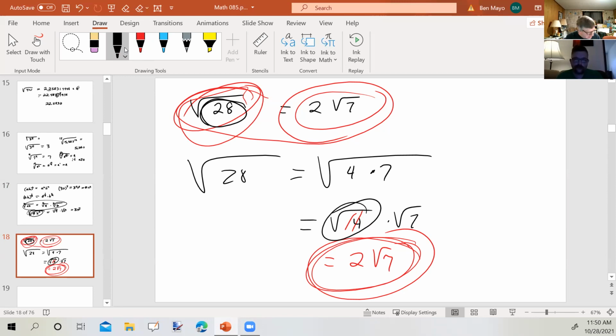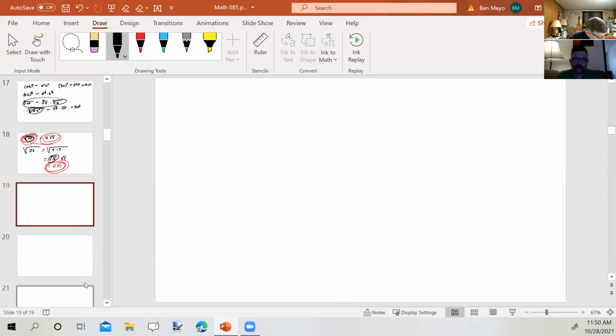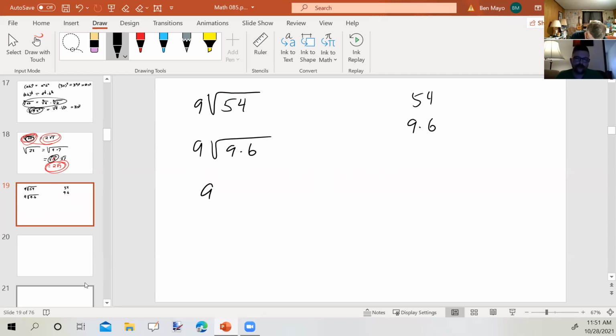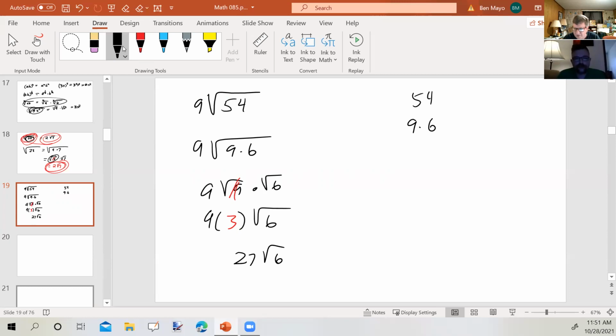Okay, let's take a look at another example. Let's say I've got 9 times the square root of 54. The 9 is already outside. We don't have to do anything with it yet. 54 is 9 times 6. Well, 9 is a perfect square. So if I broke it down like this, I could then break it down further like this. And I could say the square root of 9 is 3. So I've got 9 times 3 times the square root of 6, or 27 square roots of 6.